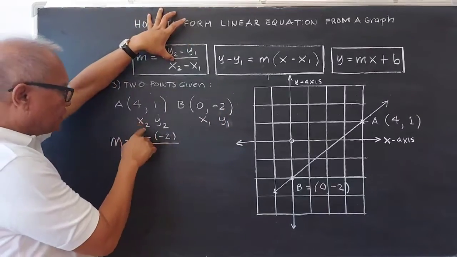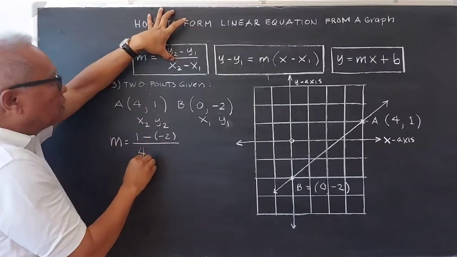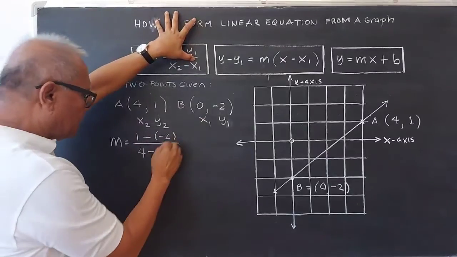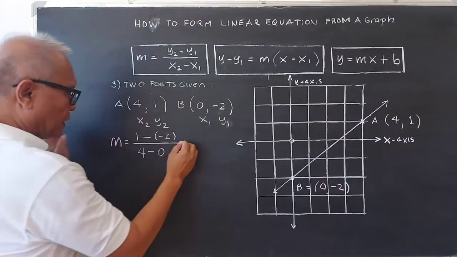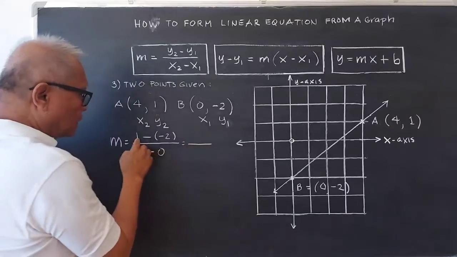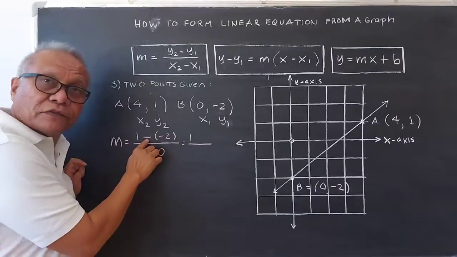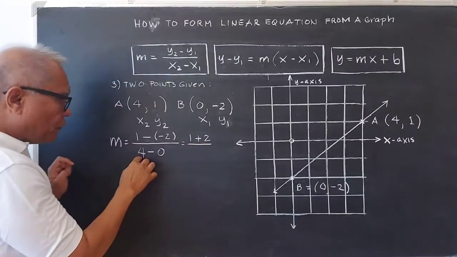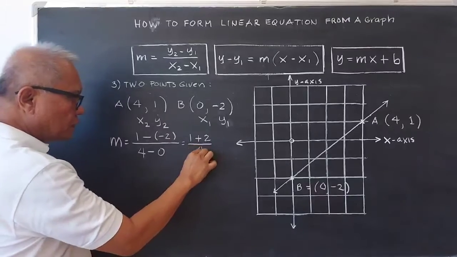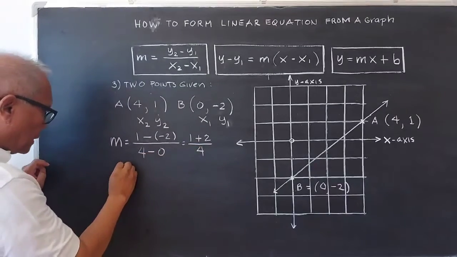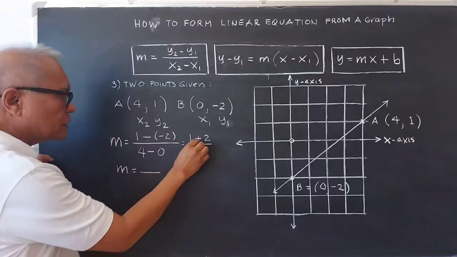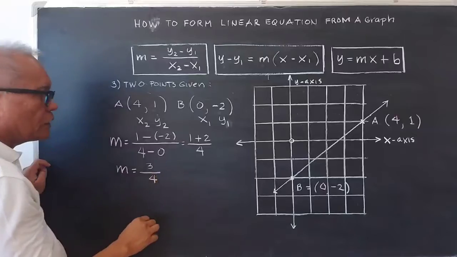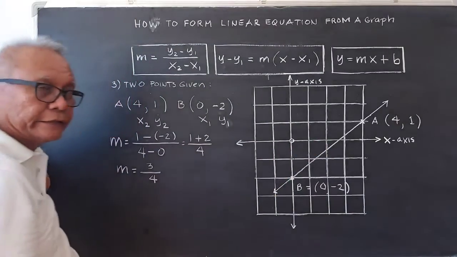Okay. X sub 2. Where's the x sub 2? X sub 2 is 4 here. Copy the minus. Always copy the minus sign. And then x sub 1 is 0. So we have 0 there. We have 1. Negative times negative is positive. So we have 2. 4 minus 0 is 4. So our slope here is 3/4. So we have 3/4 for our slope, the slope of our line.